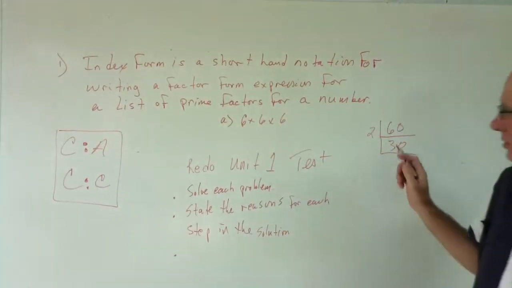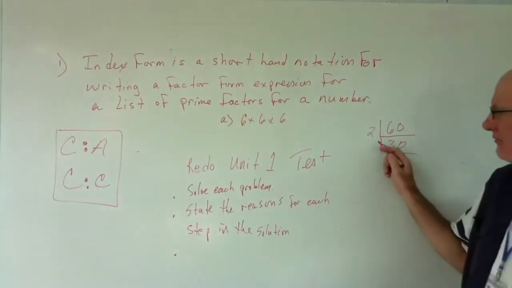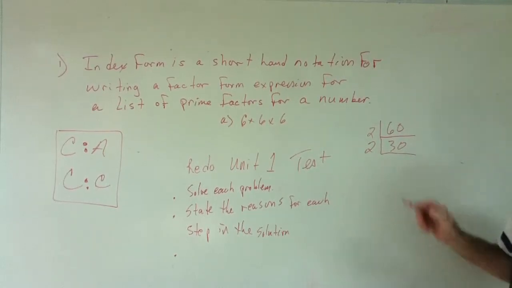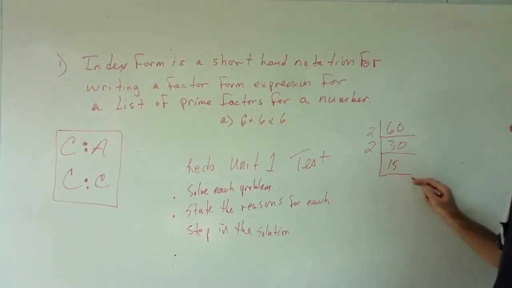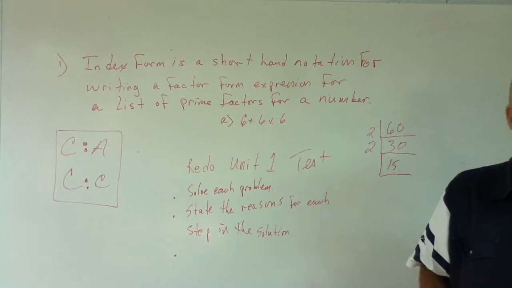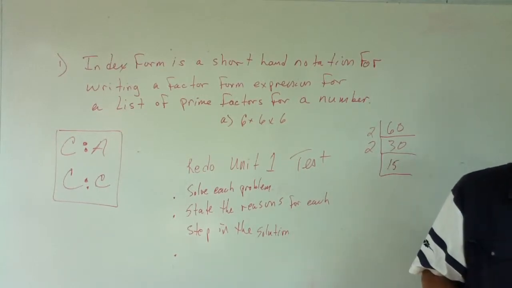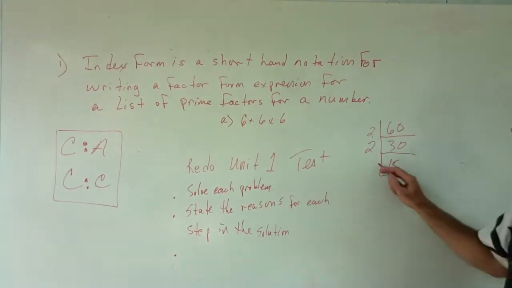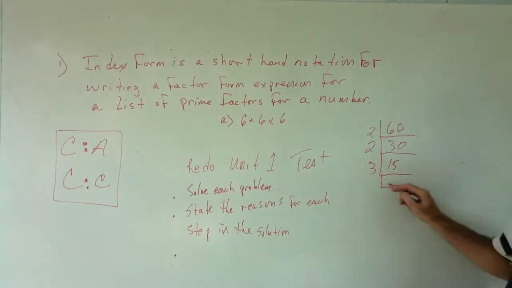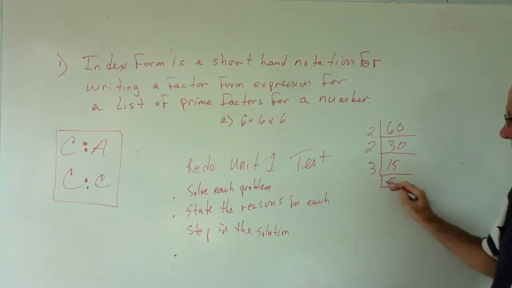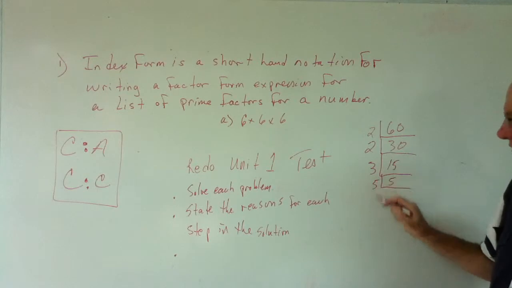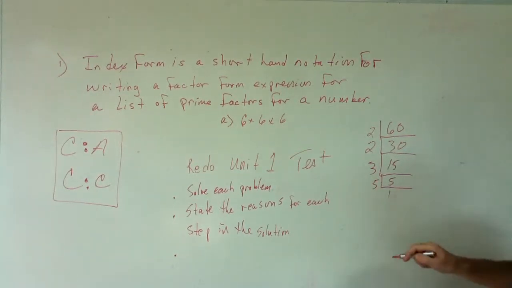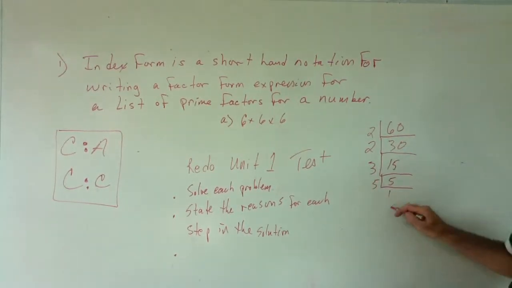What's half of 30? 30 is an even number. 15. Now, is 15 an even number? No. Let's try the next one up, which is what? 3. Which is 3. And it's going to be what? 5. Right? Yes. Now what? You're going to do 5, right? And then 1. 5 is 1, right? So now you have 2, 2.